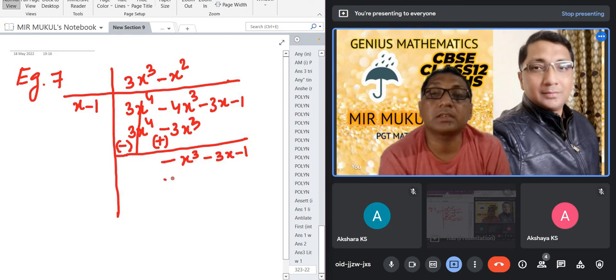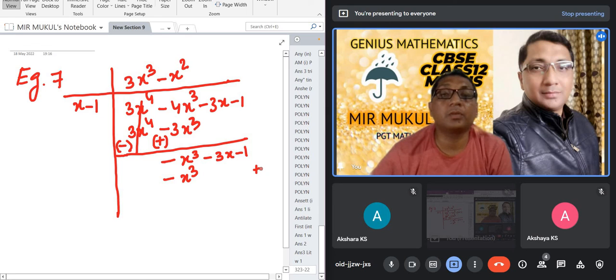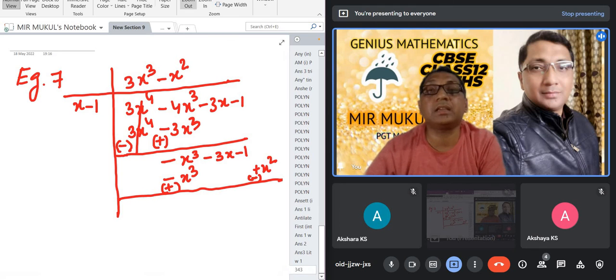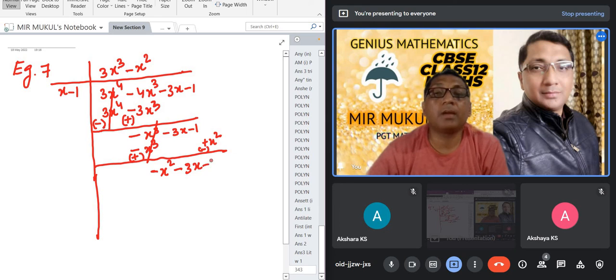Now multiply minus x square. Minus x cube, minus x square, minus 1. How much? Plus x square. But we can't observe plus x square here, so we have to write it outside. Plus x square. Now again subtract. Here plus sign and here minus sign. The sign will be changed because you are subtracting. So these two terms will be cancelled. The highest power we always have to keep in front. Minus x square minus 3x minus 1.